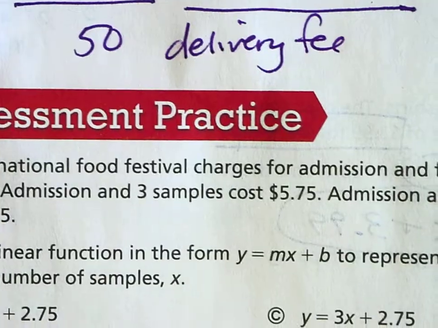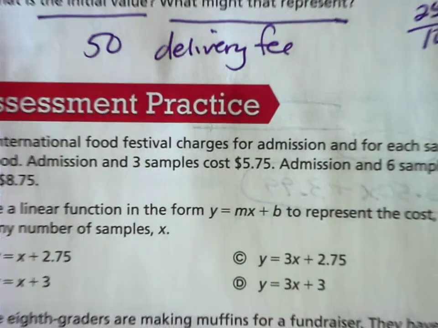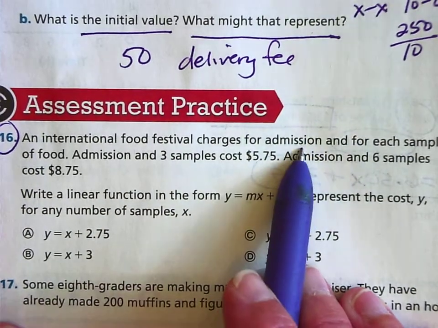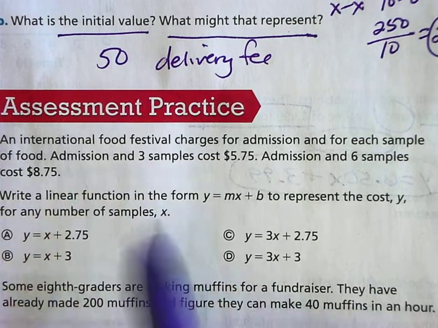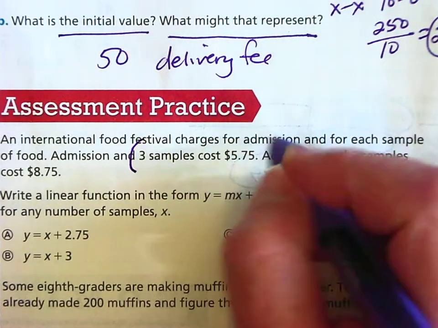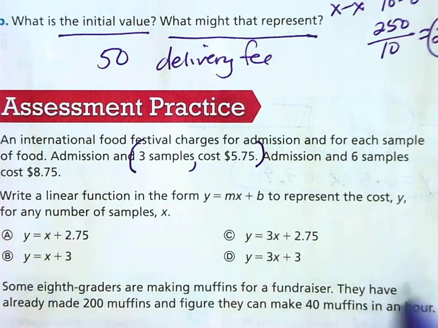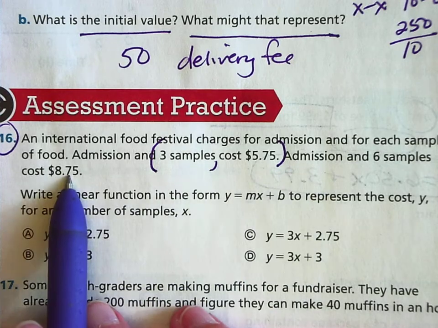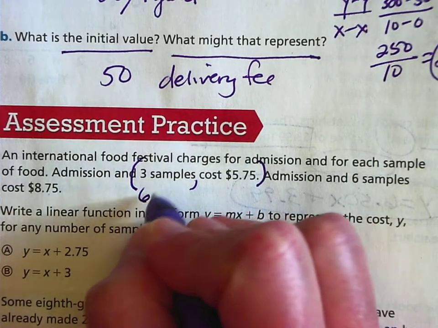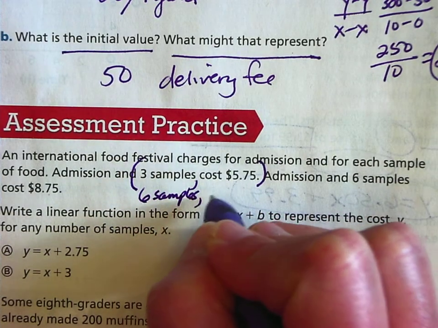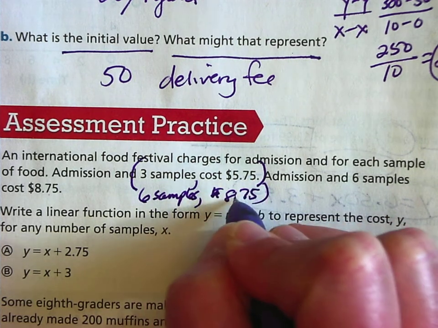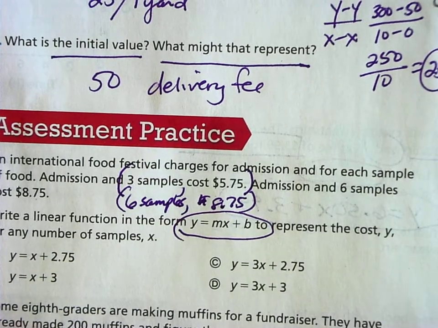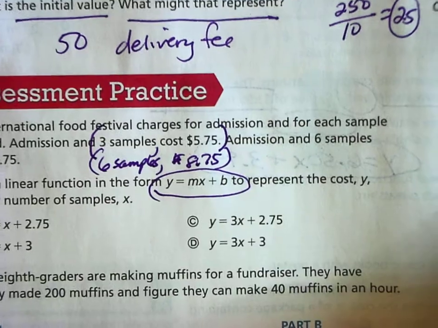Okay, let's look at one last one. We're at an international food festival, and you have to pay to get in, and pay for each sample of food. So 3 samples cost $5.75. So folks, that's an ordered pair, 3, $5.75. And then 6 samples cost $8.75. So that's another ordered pair. Okay, so when we have to write that in slope-intercept form, and that is all we're given, folks, the first thing we want to do is find the slope.